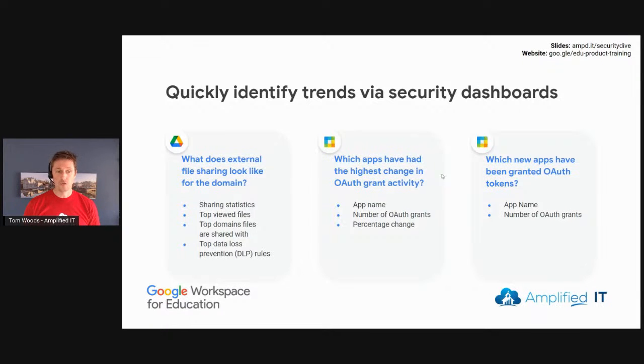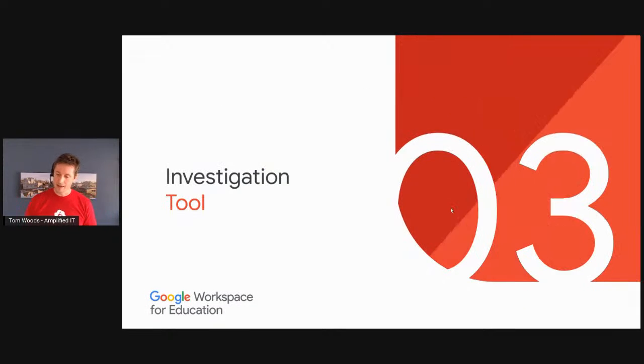And then with things like Google Drive, that external file sharing, we've got OAuth app access and granting API access through authorization with OAuth. Keeping eyes on things like that are some of the real great pieces that we can monitor there.